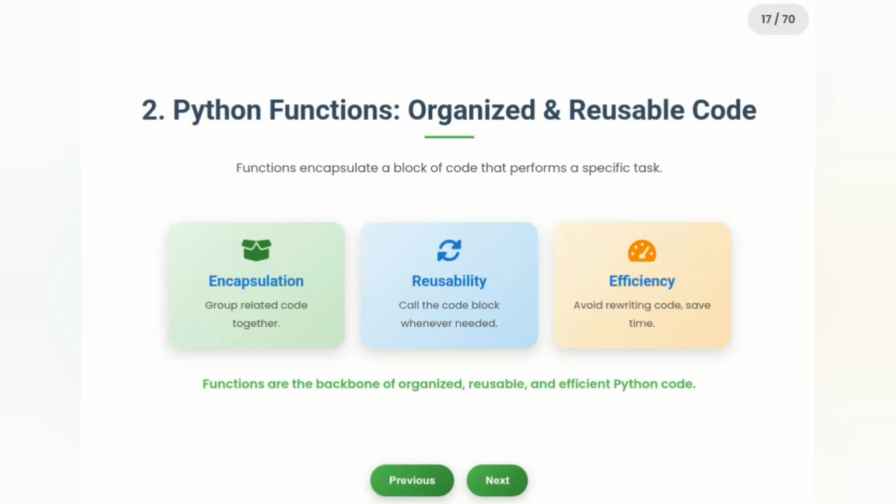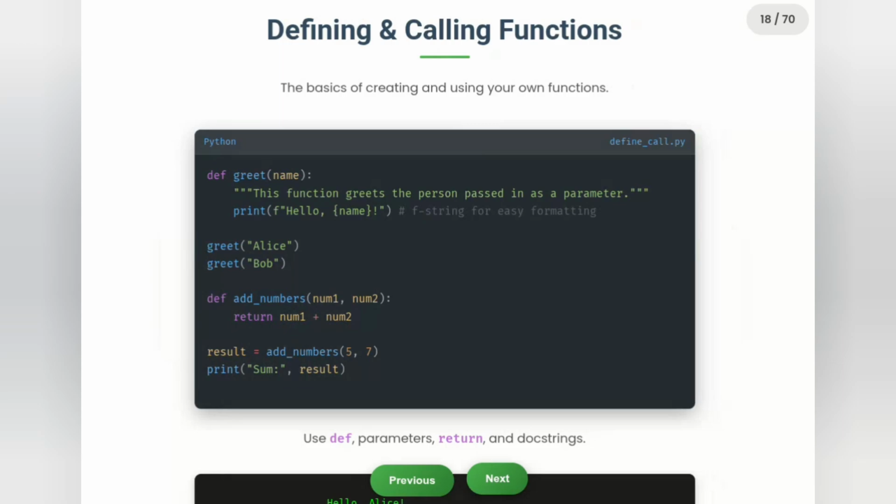Python functions are the backbone of organized, reusable, and efficient code. They allow you to encapsulate a block of code that performs a specific task and then call that block of code whenever you need it without rewriting it. Let's start with the basics of defining and calling a function.